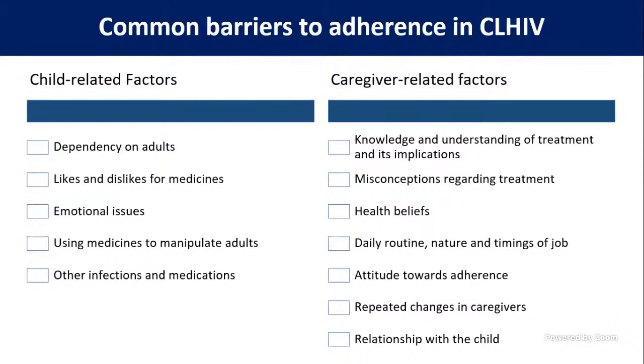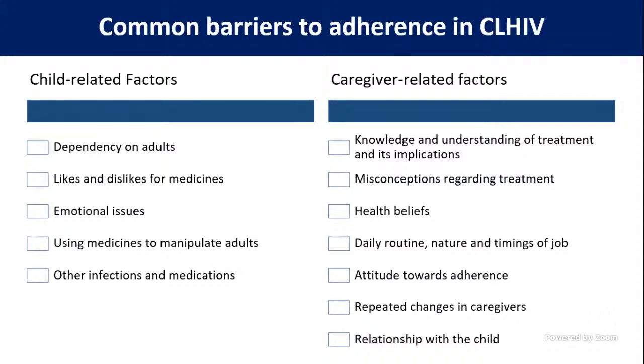So common barriers to adherence, what are the barriers? You have to identify the barriers, and that may vary from child to child. It may be very specific to a child. There are common factors. There may be child-related factors, as they have to depend on the adult. They may have likes and dislikes, the smell, the taste, the color. There may be emotional issues. They don't like to take the medicine. Using medicine to manipulate adults. Sometimes they can feign that they are taking the medicines. And of course, other infections might be there or other medication might interfere. So these are the child-related factors, but there may be other factors specific to the particular child.